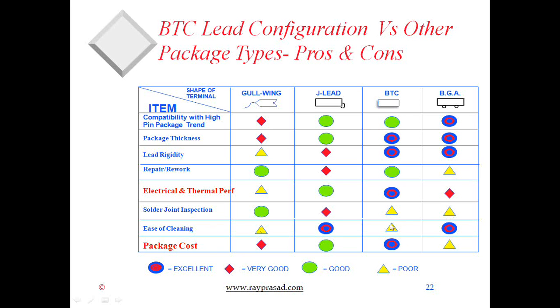Ease of cleaning, that's a serious problem for BTC because there is no gap. And we will talk about in manufacturing what the issues are. You may have to make some major changes in your process just because of BTC. And package cost is excellent for BTC, is really bad for BGA. So, just to summarize the BTC column, you have excellent cost, thermal and electrical performance, rigidity, and so on. But the bad things are inspection and cleaning. All right. So keep that in perspective and compare that with other packages.